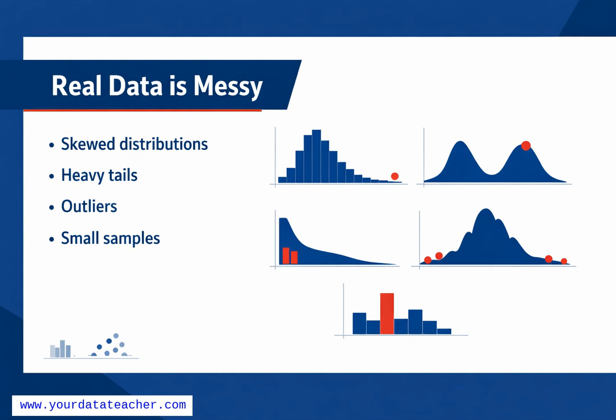You get skewed distributions where most values are on one side and a long tail stretches out on the other. You get heavy tails where extreme values are much more common than the normal model would suggest. You see clear outliers that sit far away from the bulk of the data, and often you only have small samples, so the shape of the distribution is uncertain and unstable. In all of these situations, blindly applying the 68-95-99.7 rule is dangerous because it only holds under true normality.